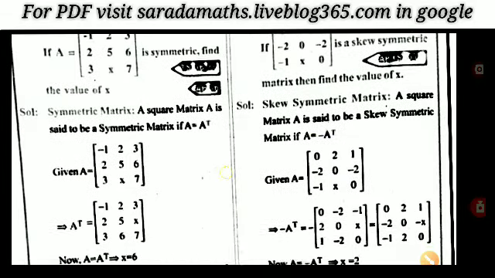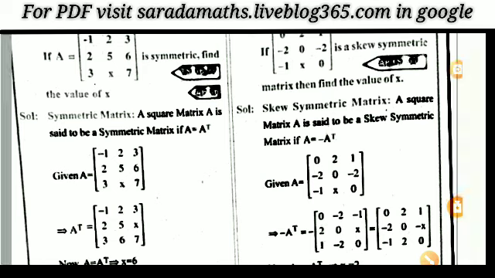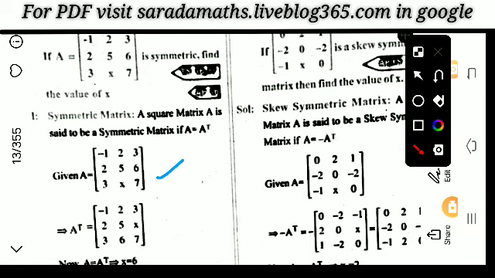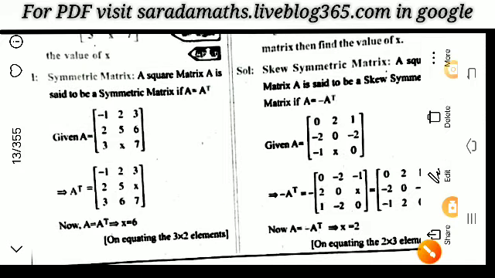Now the next one. If A is equal to this one given, this is the symmetric matrix, then what is the value of k? What is the meaning of the symmetric matrix? If A transpose is equal to A, then the matrix is said to be symmetric. Simply find the A transpose matrix and the A matrix and equate the two matrices to get the value of x.